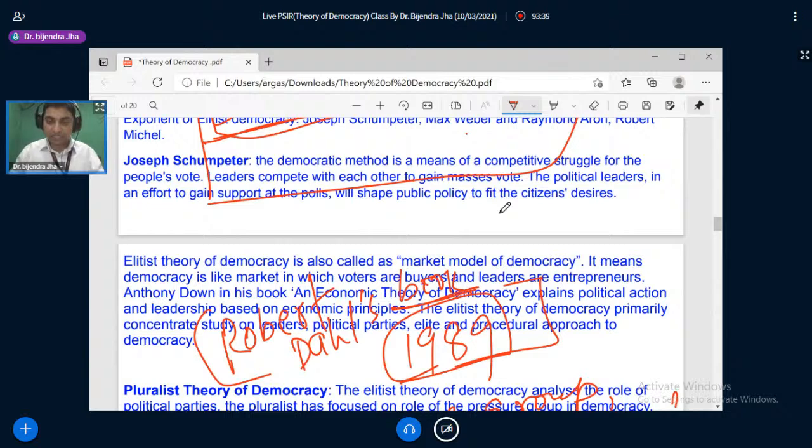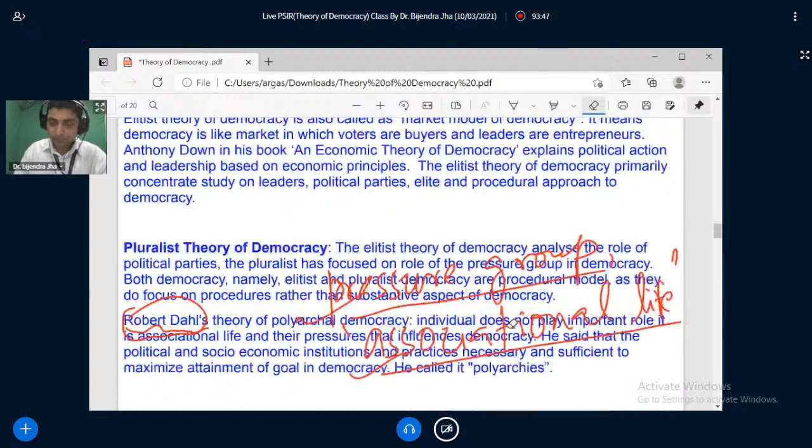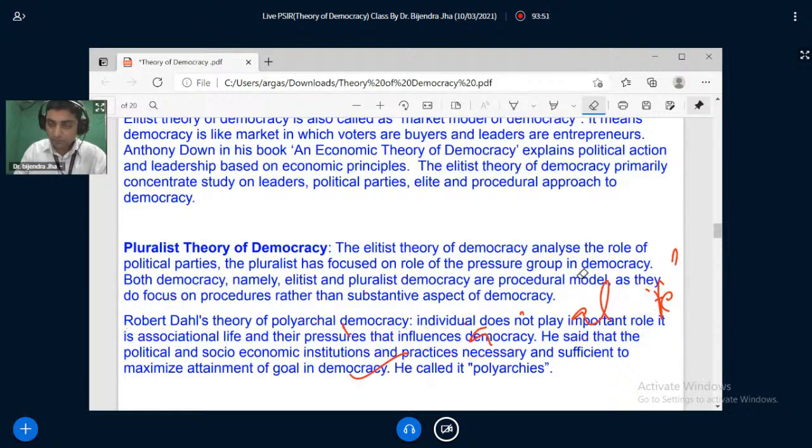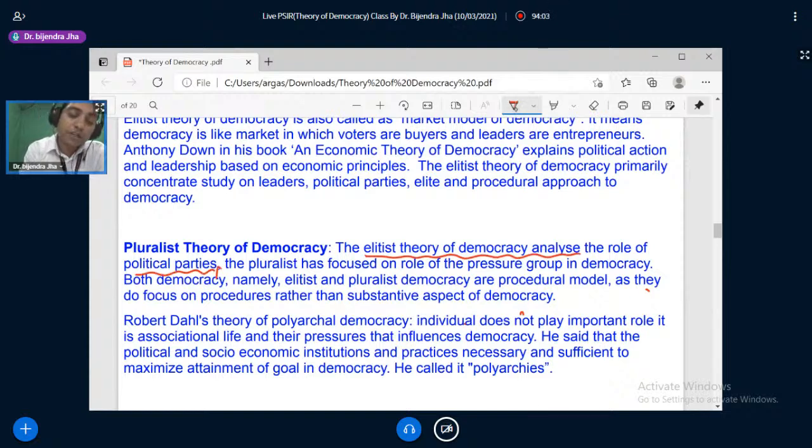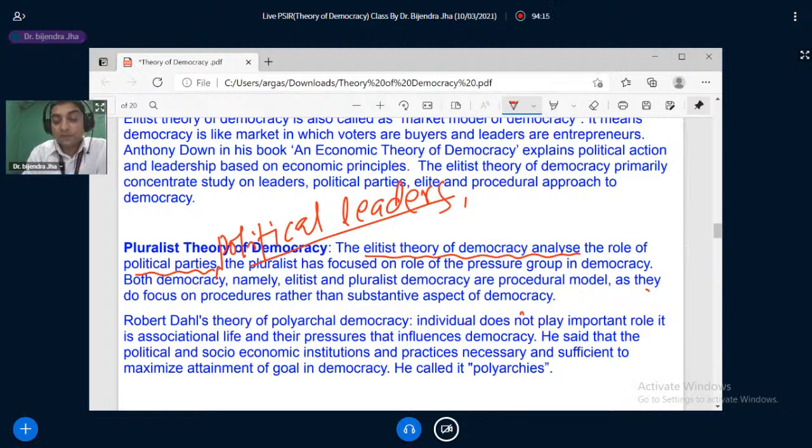So while the elitist theory of democracy analyzes the role of political party, political leaders, right? The pluralist democracy are also procedural, but they focused on the role of pressure groups in democracy, the role of associational groups, right? So both democracy is procedural, right?